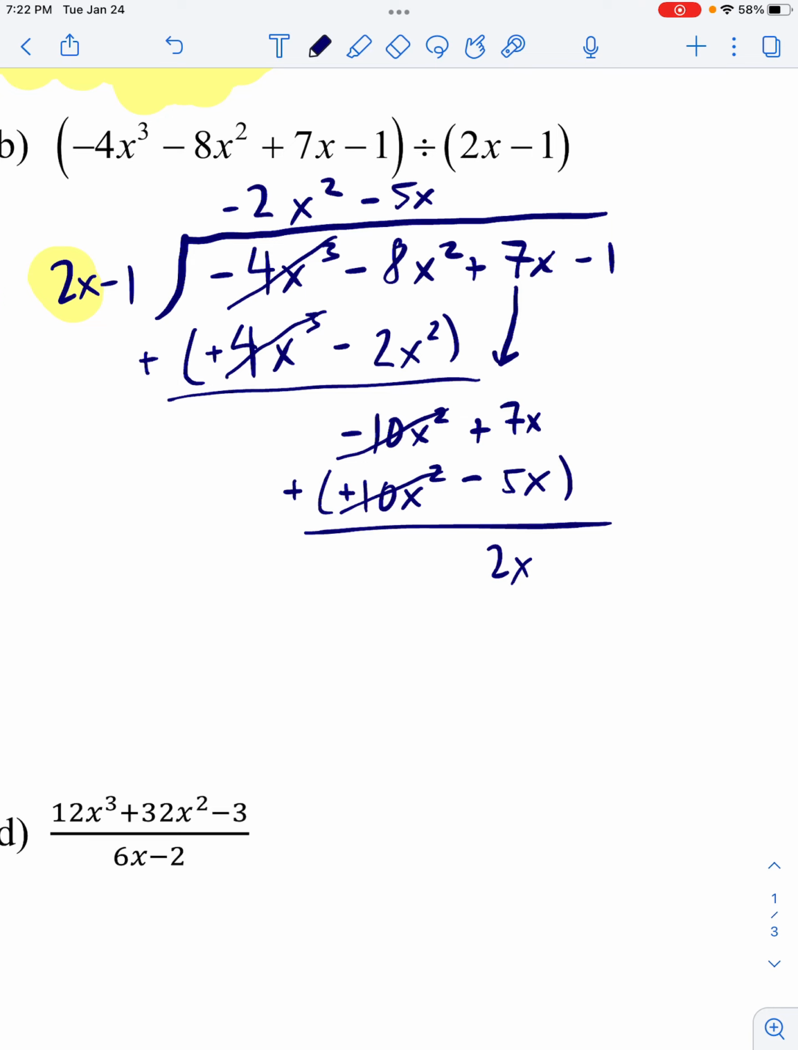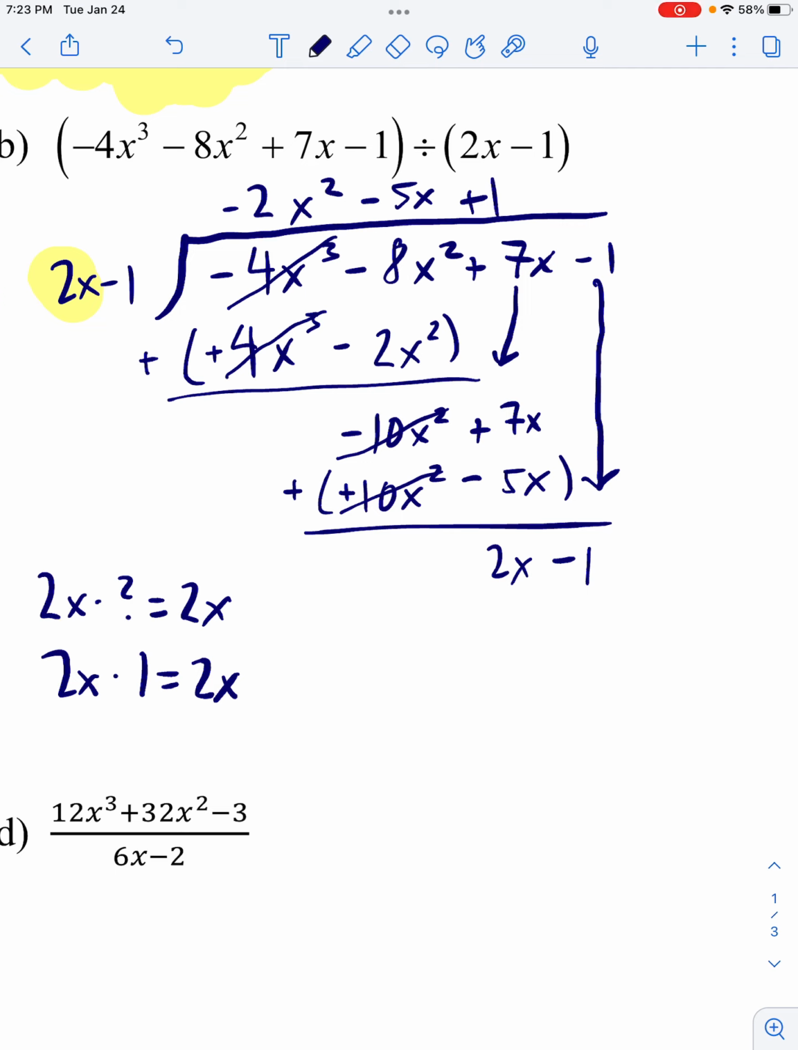All right, and I repeat the process, right? So look at this lead term of my divisor. I forgot to drop down the minus 1. Drop down the minus 1. Sorry about that. There we go. But then I repeat the process. So 2x goes into 2x how many times? Or 2x times what equals 2x? Well, 2x times 1 equals 2x. So I write down a plus 1 up here. Plus 1 times 2x minus 1, that's 2x minus 1, okay?